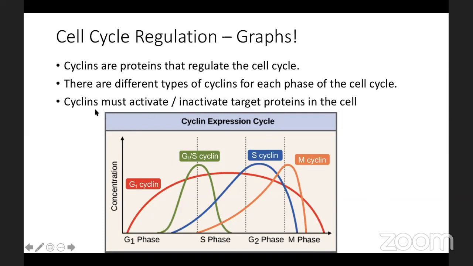Okay. And so the third bullet point here is that cyclins have to activate or inactivate target proteins of the cell, but you don't need to memorize any of this. So the key takeaway here is that there are different cyclins for different phases of the cell cycle.